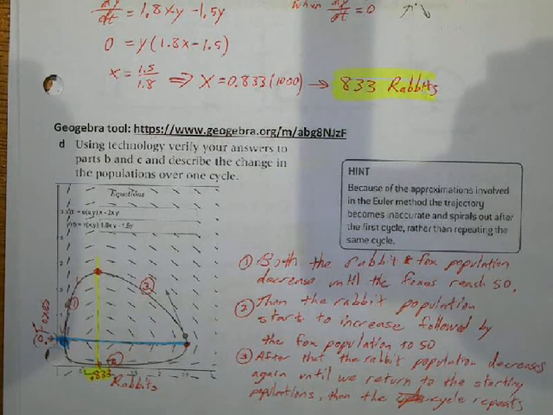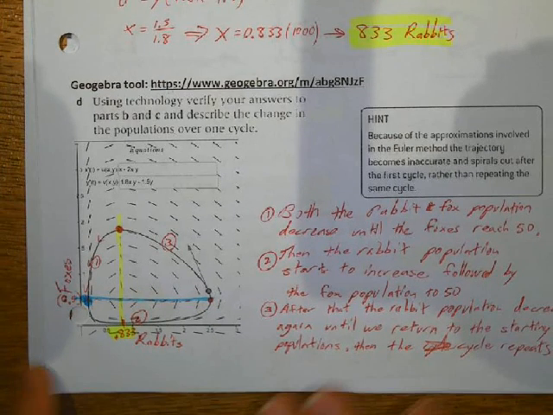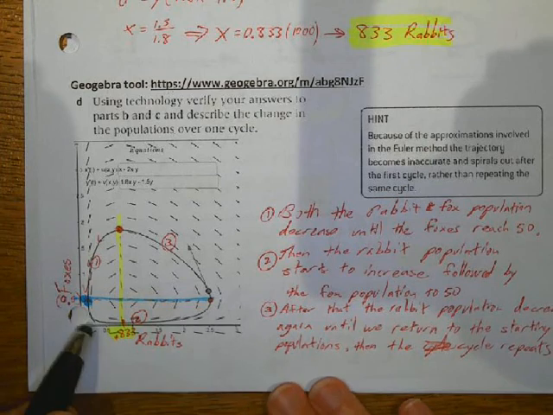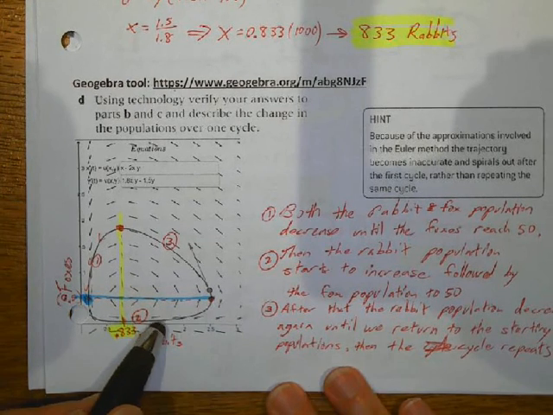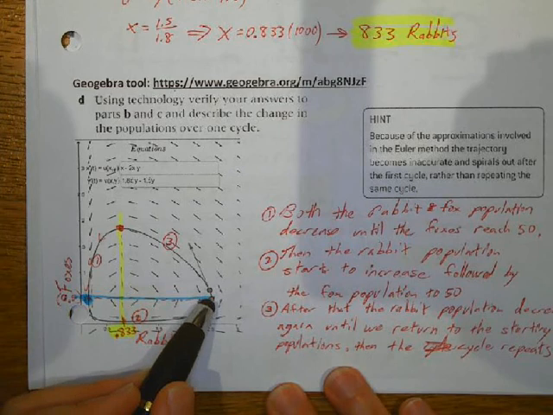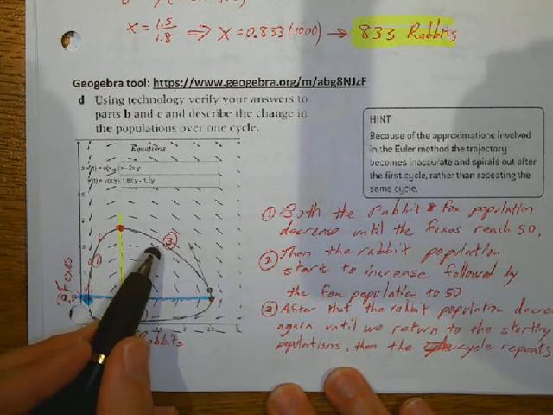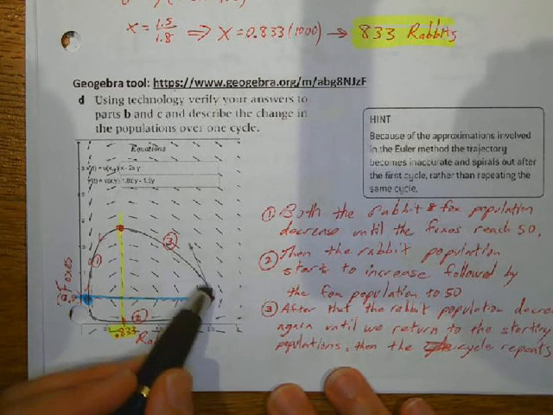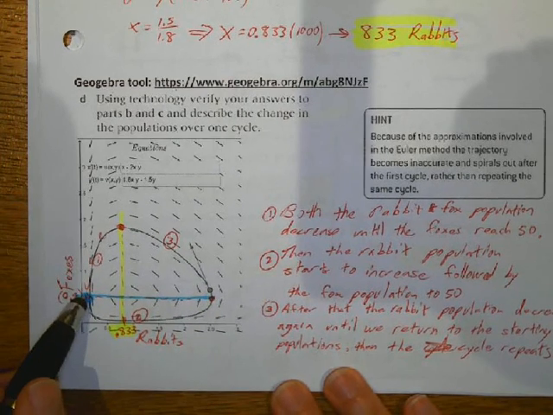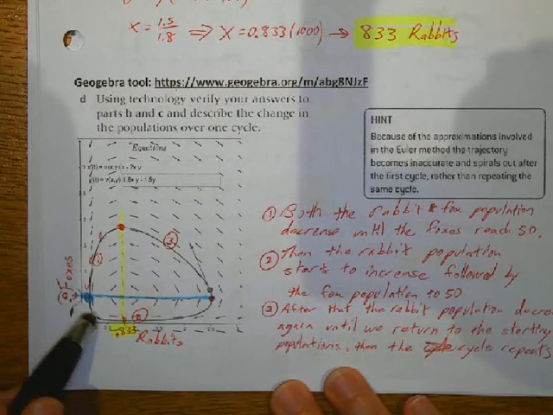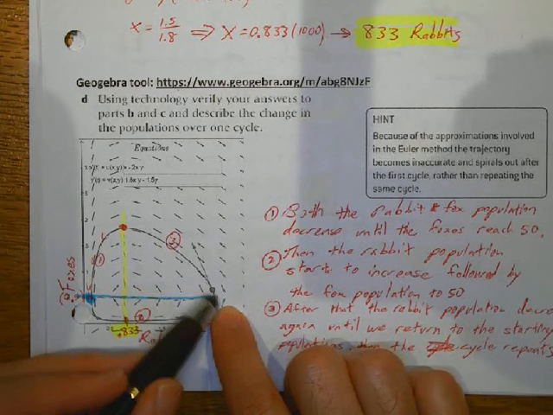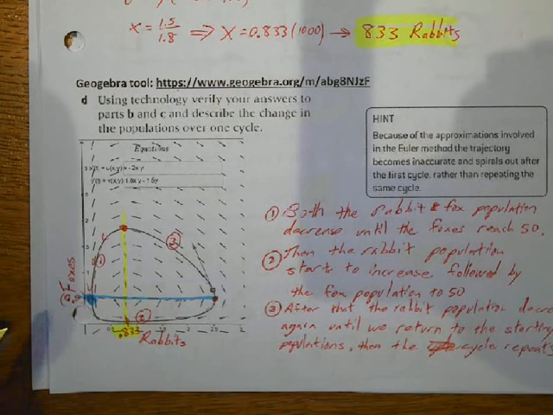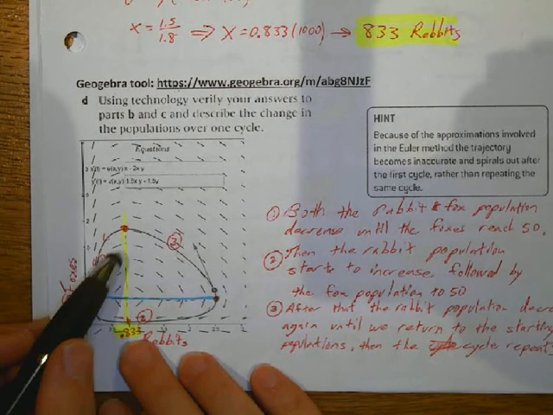And you may notice on this graph that I created for this problem, notice how when the fox population was at 50, here the rabbit population is increasing, and then the rabbit population starts to decrease. Okay, increasing rabbit population, decreasing rabbit population. Here, decreasing rabbit population, 50, increasing rabbit population. So at 50, we've got a turning point here and we've got a turning point here.